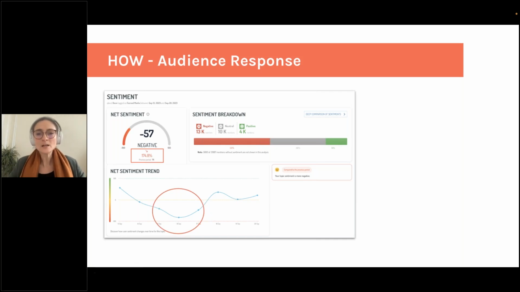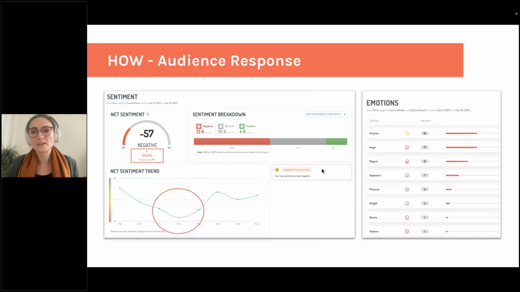Okay. And in how, you can even go beyond a simple positive negative classification, and have a look at emotions. And here you can see the full spectrum of emotions that are being expressed. So you can have surprise, anger, disgust. So it will give you a better understanding of what's hiding behind all these negative sentiments.